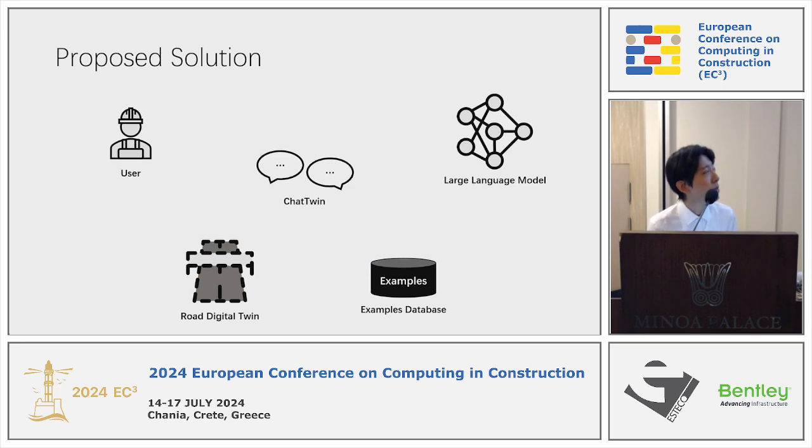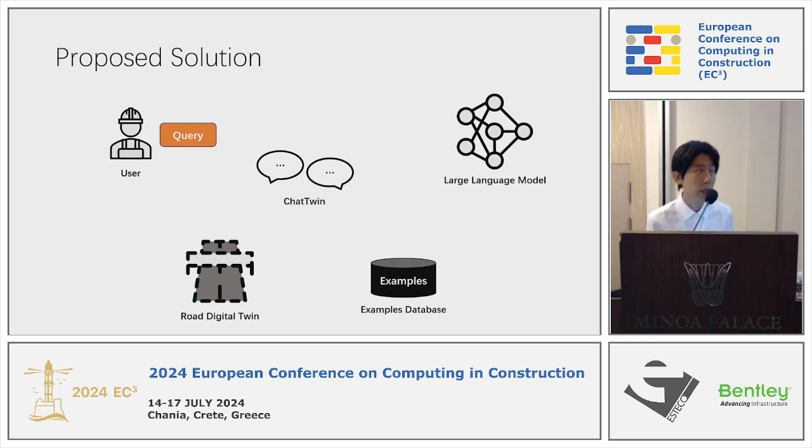The system has three main components. The road digital twin, which stores all the information about the road. The examples database, which has example question and answer pairs that can guide the large language model to produce more relevant and accurate responses that we want, and the large language model, which is used to process and analyze the user's prompt.